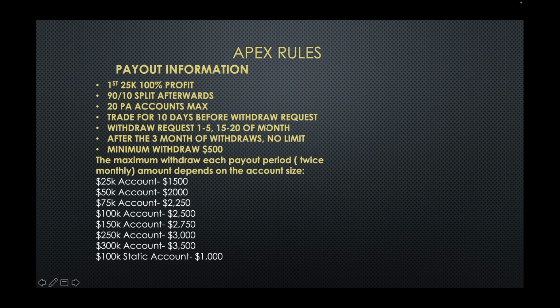One of the drawbacks is you have to trade 10 days before requesting a withdrawal. So for example, remember I said you have to hit that bare minimum in a 50K account, 52,600. We'll say you hit 53,000, so you can withdraw on day one. You can do that, but you still have to continue to trade 10 days before you can request that withdrawal.